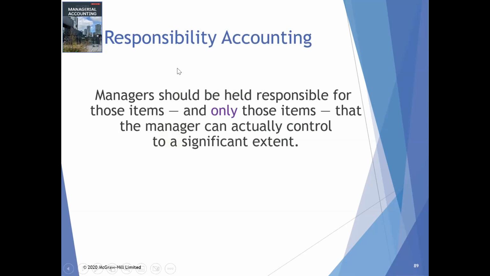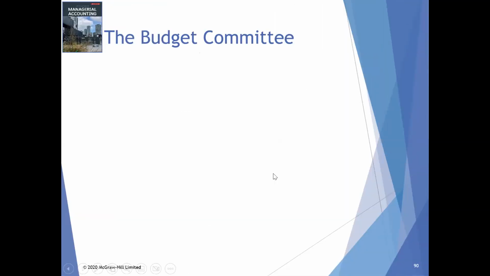Responsibility accounting, what is that? The meaning of responsibility accounting here is that the manager should be held responsible for those items. So if some of the managers have taken decisions, those managers definitely should be held responsible for those items, and only those items that the manager can actually control to a significant extent, right?